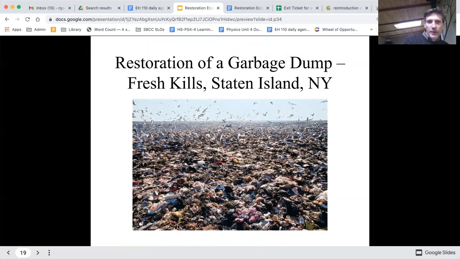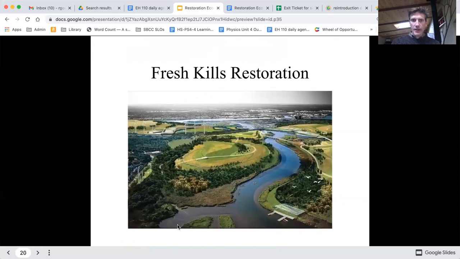We'll take a look at another example here. Garbage dumps. This is called Fresh Kills garbage dump at Staten Island, New York. It's a pretty famous one. And it nowadays doesn't look like this. It looks like this. So this trash is still all there. It's just being covered up. It is covered up by dirt, and the dirt has been replanted. So there's some trees, some grasses, things like this.